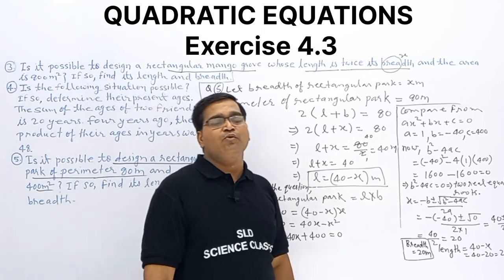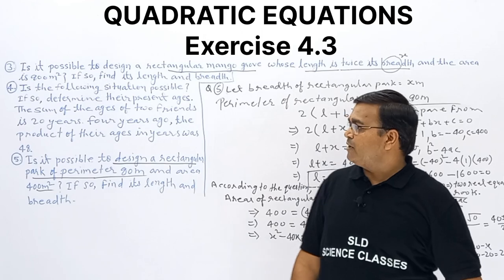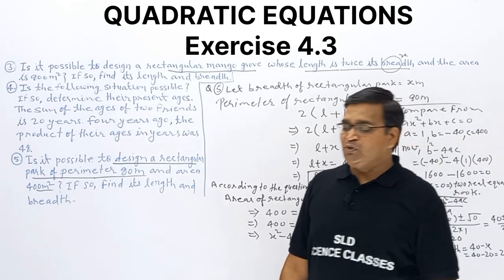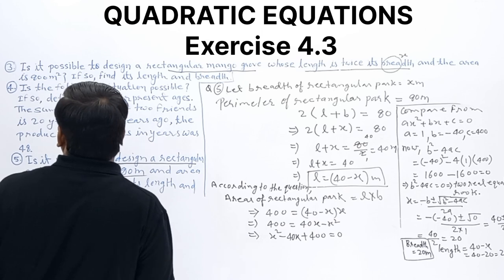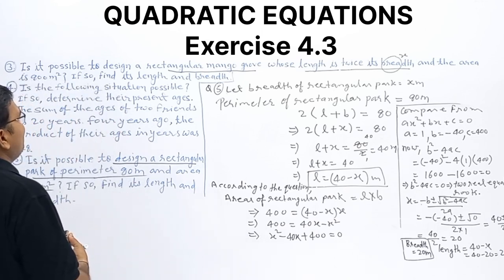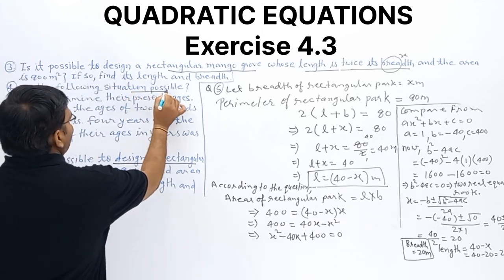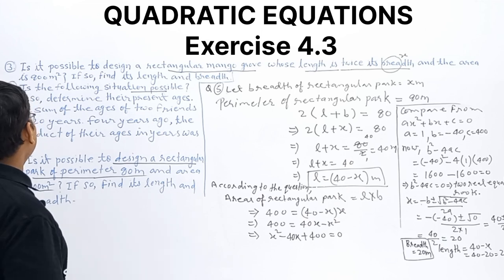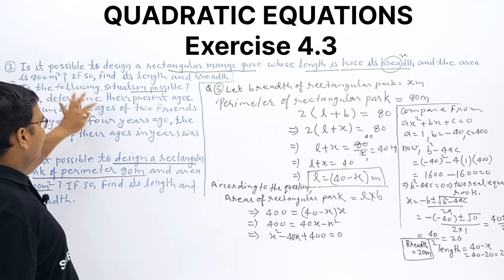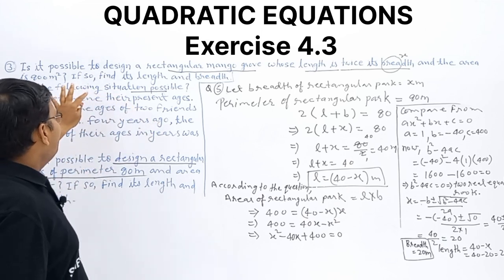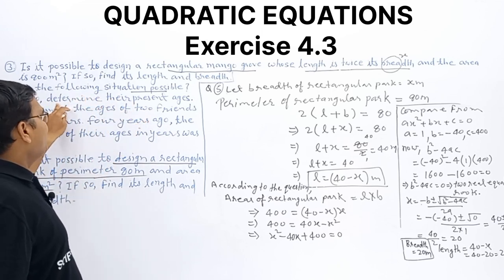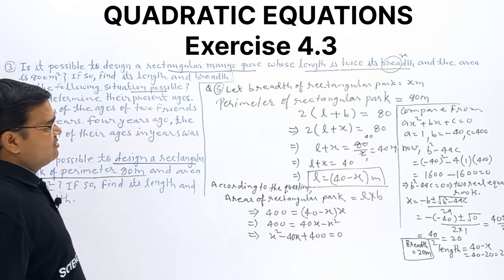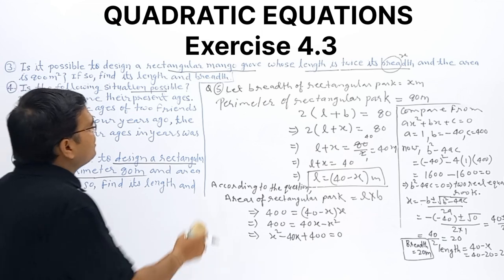Now one question is also remaining, question number 4th one. Observe carefully. What is the question? Question number 4. Is the following situation possible? If so, determine their present ages. What is the situation? We will discuss.